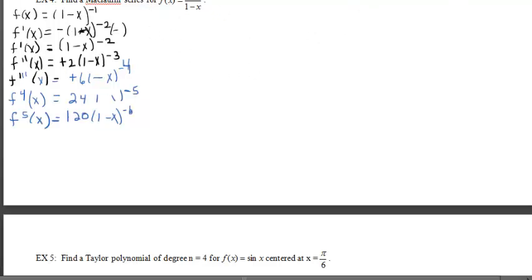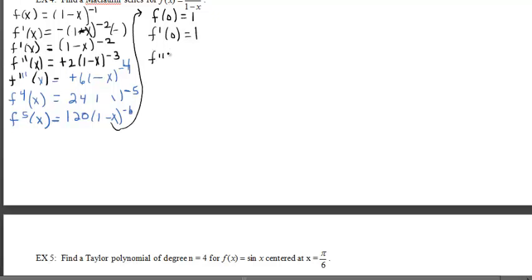Okay, now the task of evaluating the derivatives at the center 0. It probably would have been helpful to stack it as a fraction. This is 1 over 1 minus x squared, so f prime of 0 is also going to be 1.